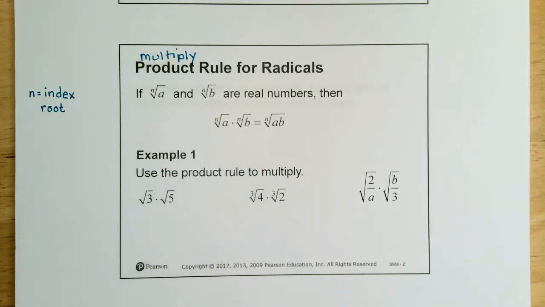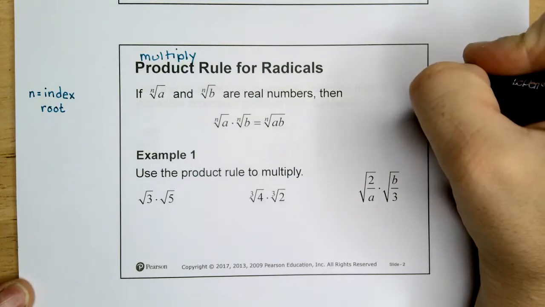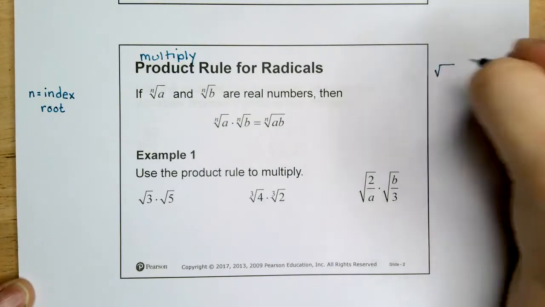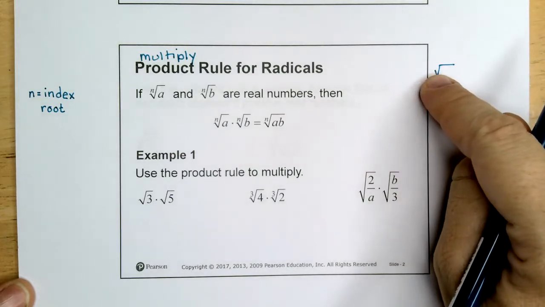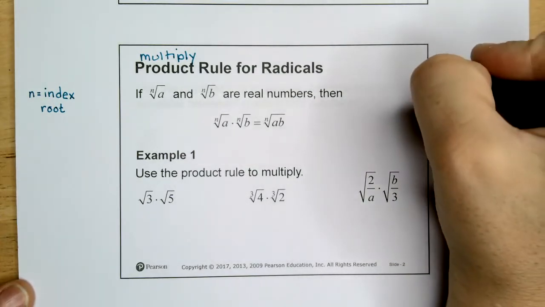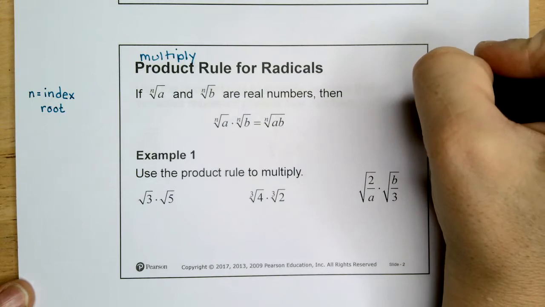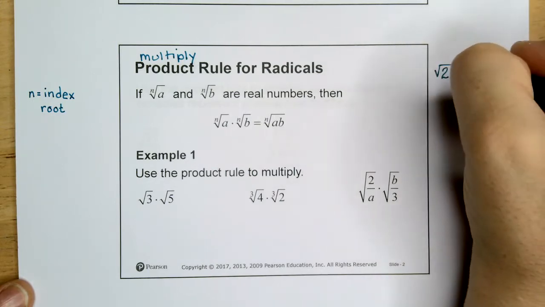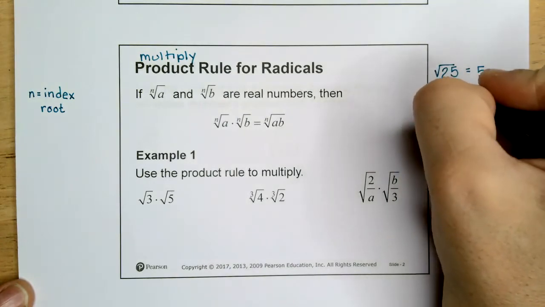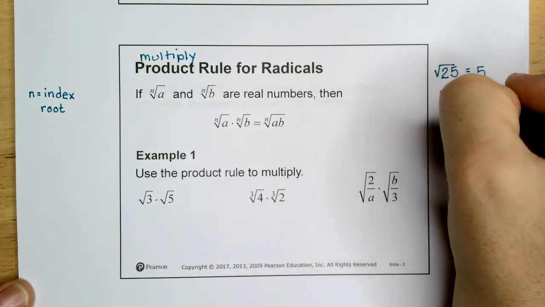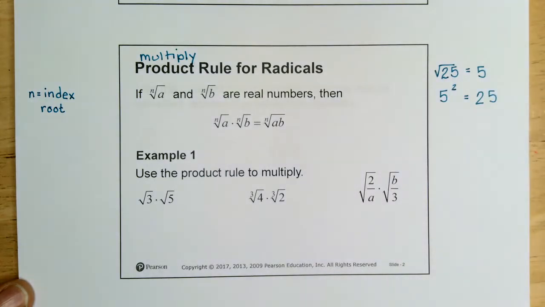So remember that when we're talking about radicals, this one is an understood 2. So here the n is 2, the index is 2, the root is 2. So we call this the square root. The square root of 25 is 5. Do you remember why? Because 5 squared is 25, okay?